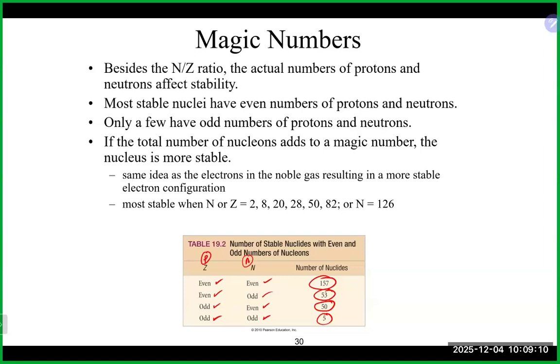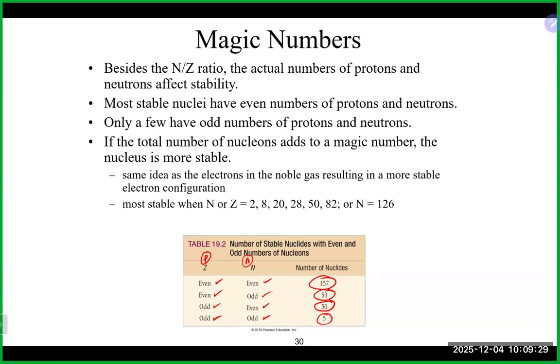So if you're just quickly trying to figure out stability, if you've got even protons and neutrons, that's probably a pretty good indicator. If you've got odd of both, that's a bad indicator of stability. And if you've got at least one even number in there, either protons or neutrons, it's not the greatest, but it's not the worst situation.